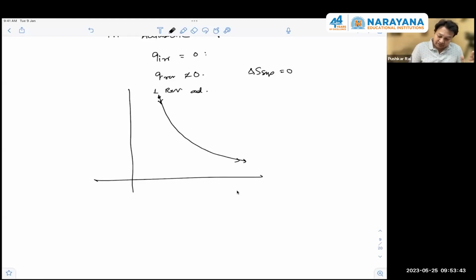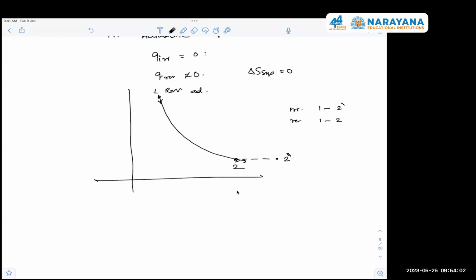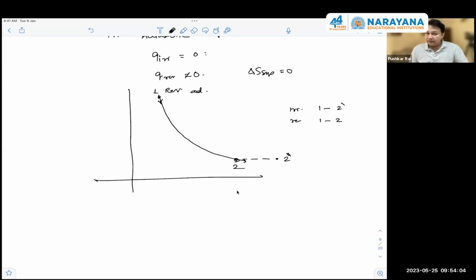Suppose it started from state 1 and reversible goes to state 2, but irreversible will definitely go somewhat ahead of 2, to 2 dash. Irreversible will always go 1 to 2 dash, but reversible will always go from 1 to 2. Is that clear? At any cost, if you want to carry out a reversible adiabatic process, you'll always go from 1 to 2. For 1 to 2, delta S is equal to 0. But 2 to 2 dash delta S is positive. So that makes 1 to 2 dash entropy always positive.